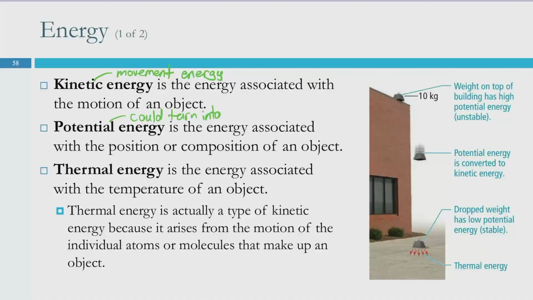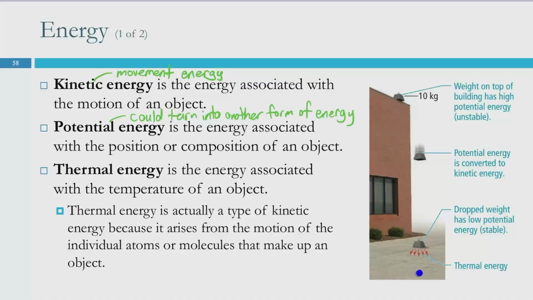Basically could turn into another form of energy. There are different types of potential energy. One of the ones that we often think about is gravitational potential energy. So if you lift something up really high, like the picture of the 10 kilogram weight, the 22 pound weight on the building, and then you just let it fall, that would be turning the gravitational potential energy into kinetic energy.